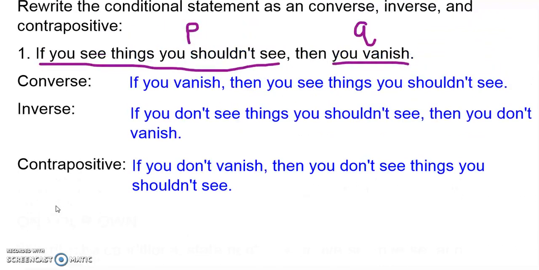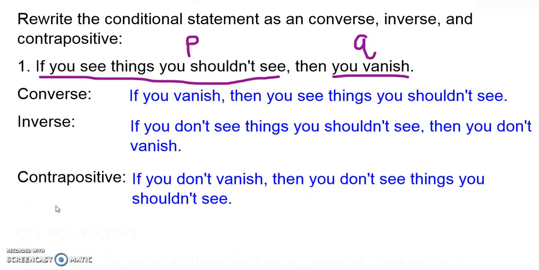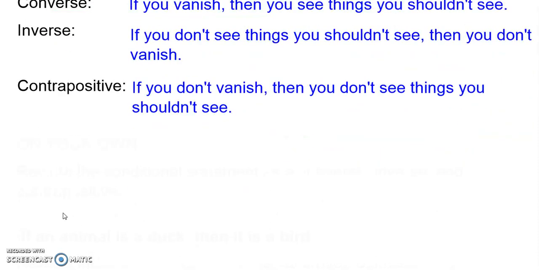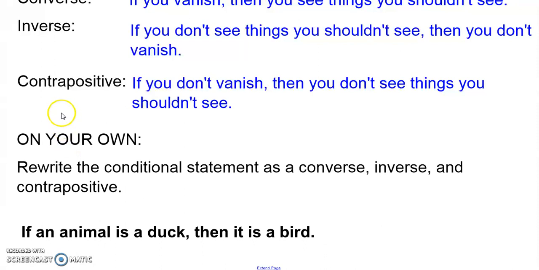So after we copy this part down, pause it if you need to. I have another example that I want you to try on your own to rewrite in the 3 forms, and I will be checking for this in class. So, on your own, I want you to take this conditional statement: if the animal is a duck, then it is a bird. This is actually a true statement.